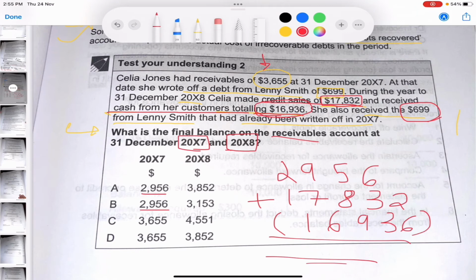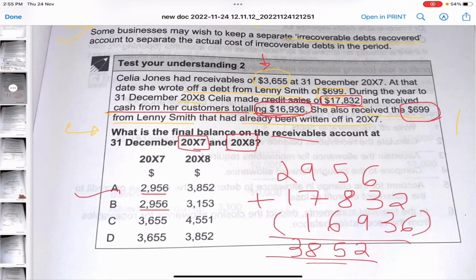16936, which is 3, 8, 5 and 2. So the answer is A. I hope you understood it. And I hope you're doing it by yourself.